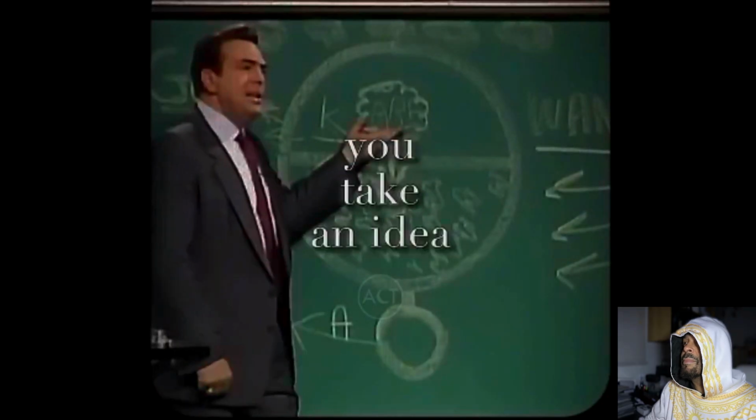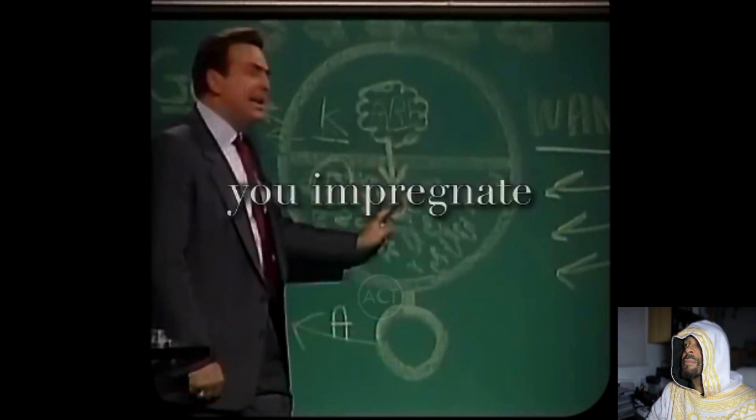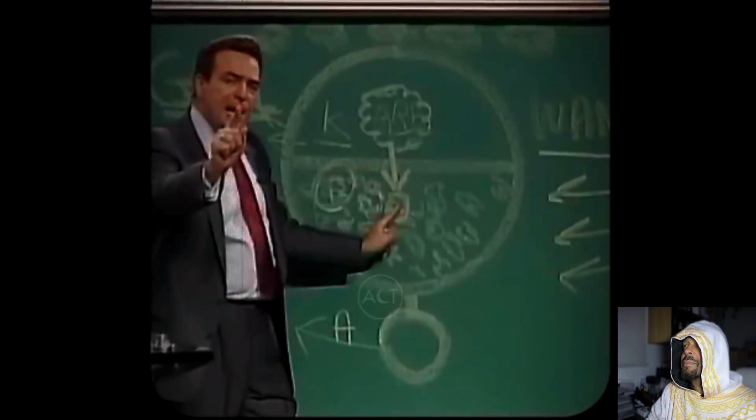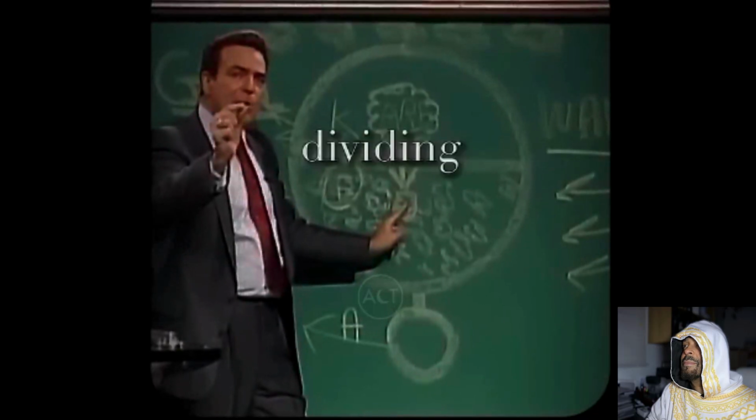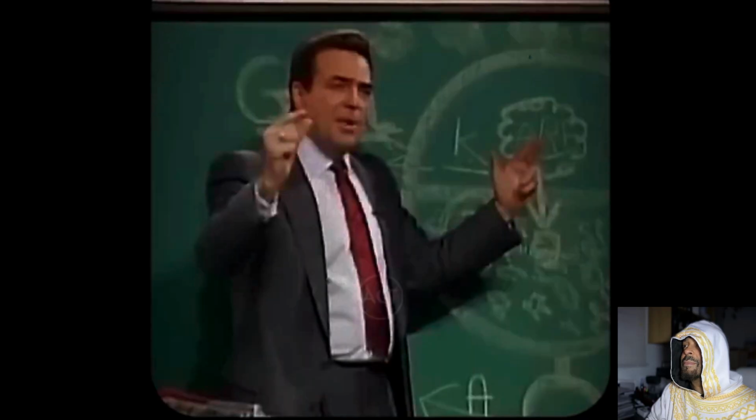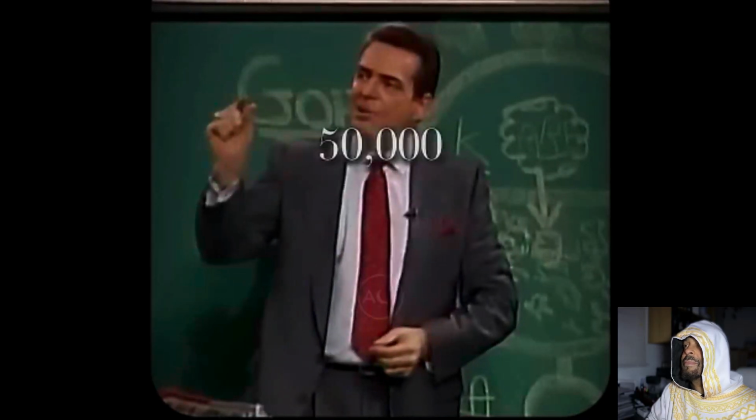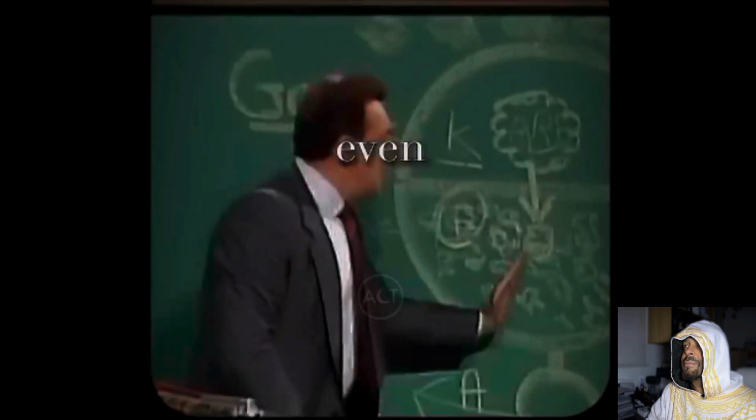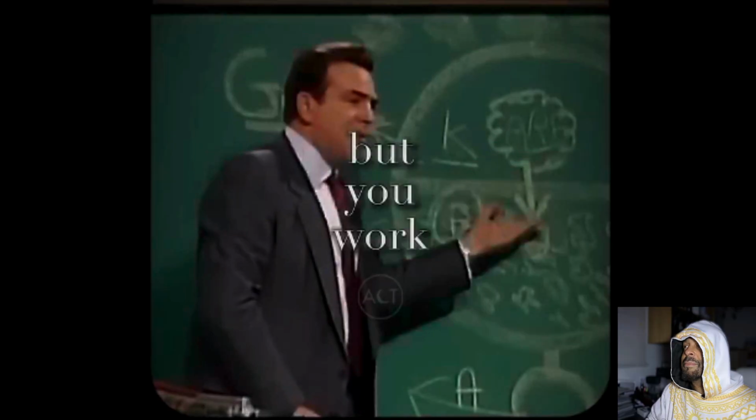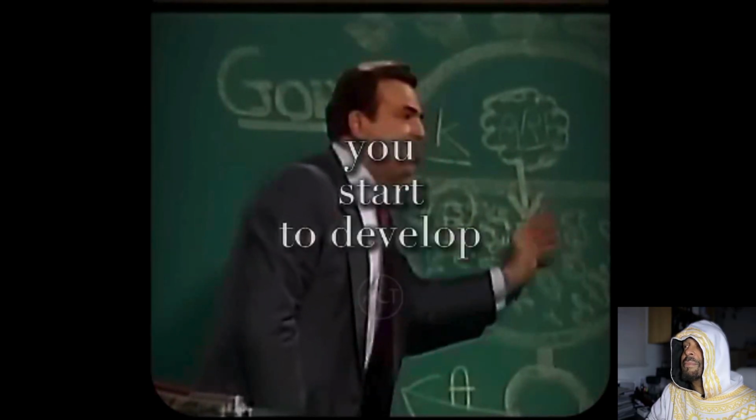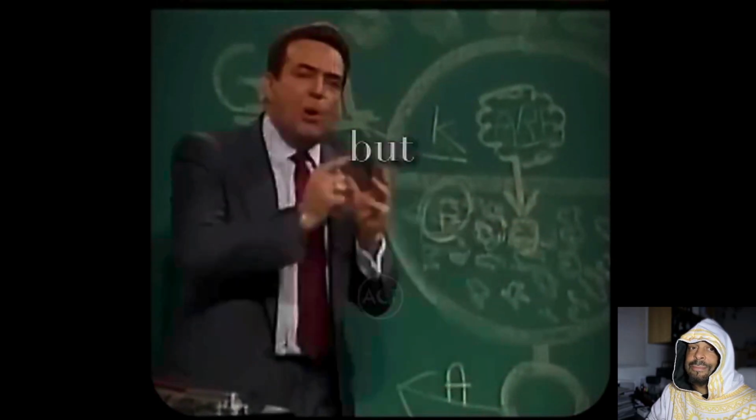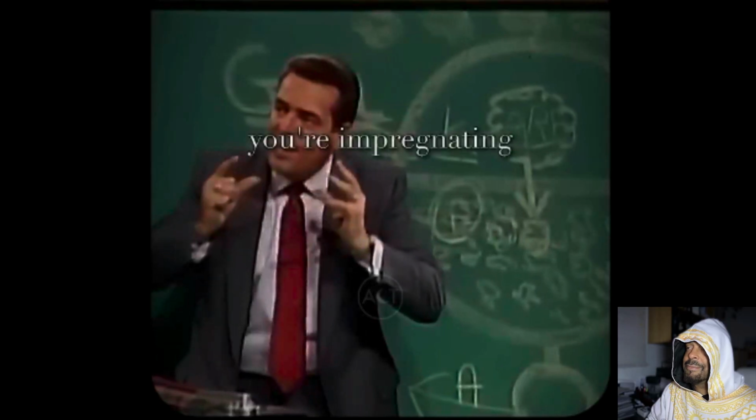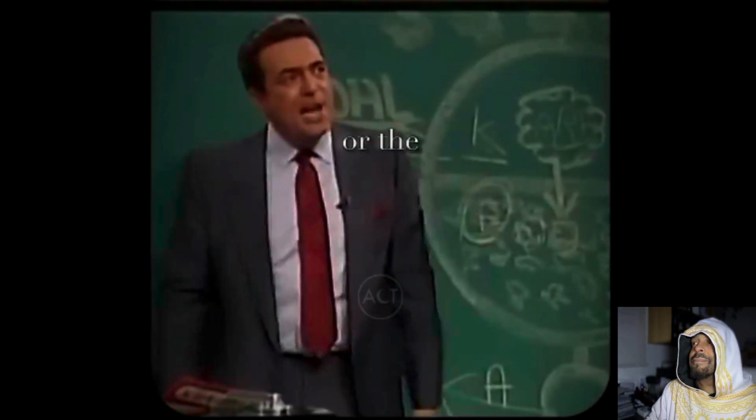Do you know when you take an idea and you impregnate it over and over again, you impregnate that idea into one cell. When you impregnate that idea into the cell, that cell is dividing 1 into 2, 2 into 4, 4 into 8. And the process goes on at the rate of 50,000 cells per second. And the more and more you act on it, even though you don't feel good about it, but you work with the idea, you start to develop this change in vibration. But what is really happening is you're impregnating the cells with the characteristic or the idea.